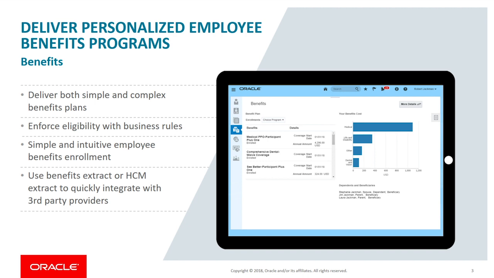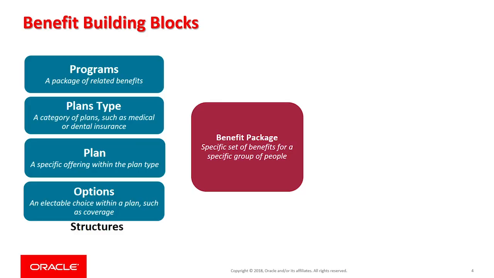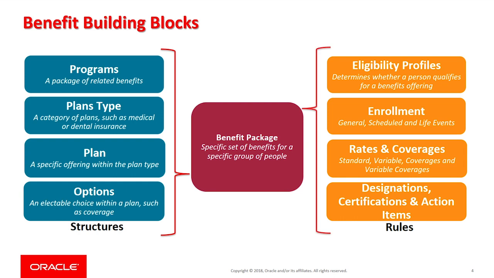Let's talk a little bit about how benefits is structured within HCM Cloud. I'm just going to bring up these different parts because it's important to know the structure of things, and then we'll go into a demo to show you a bit of the application itself. So off to the left we have structures here, and benefits are structured by programs which have multiple plan types, which also have plans as well, and then different options within those plans. Those different structures are a part of the benefits packages.